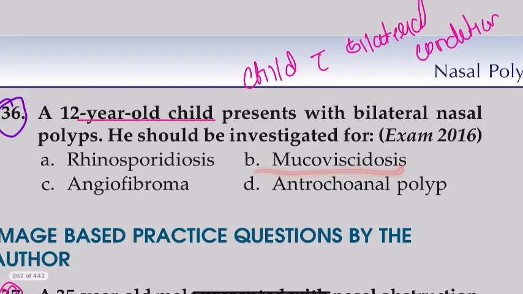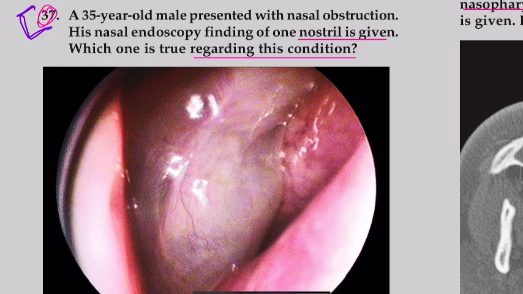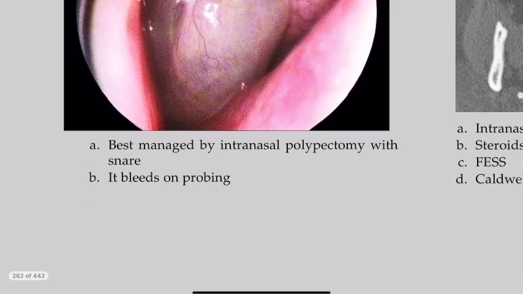Now, a 35-year-old male presented with nasal obstruction. His nasal endoscopy finding of one nostril is given. Which of the following is true about the condition? With nasal obstruction and this endoscopic finding of one nostril, here it is talking about an antrochoanal polyp. So the right answer is what?